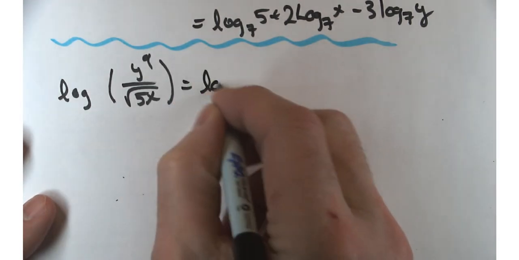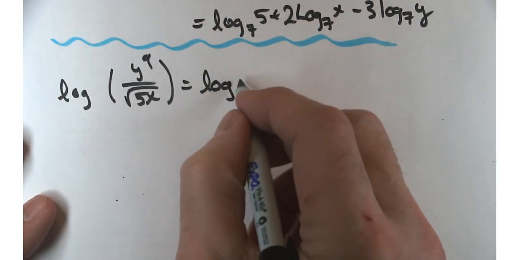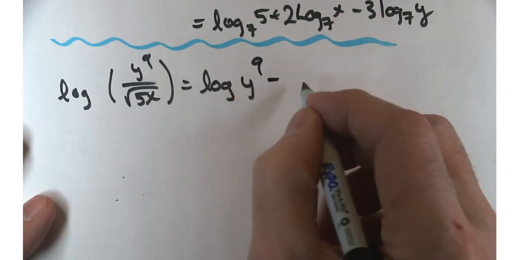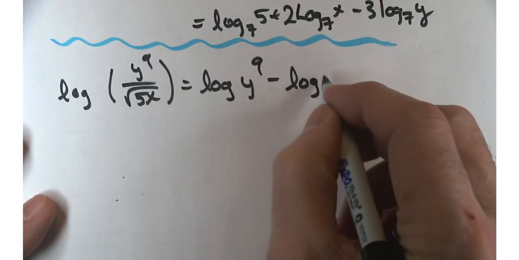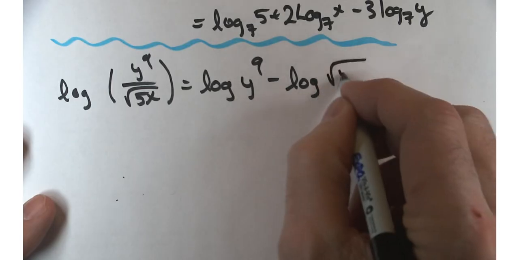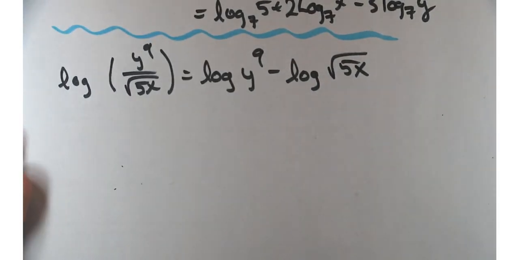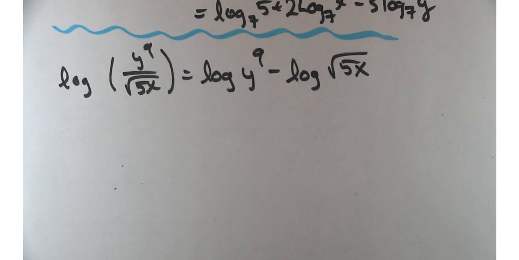Thank you so much. Log of y to the 9th minus log of square root of 5x. Now what? Did I give you the property for the logarithm of the square root? Did I give that to you? That's because there isn't one. Sorry, there's a couple disappointed looks. I know, it wasn't nice.